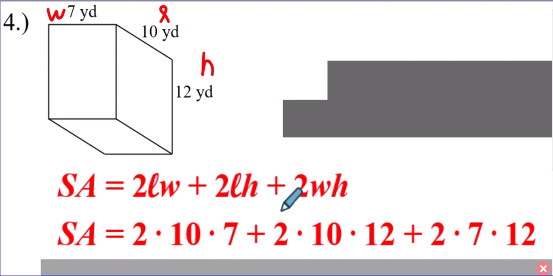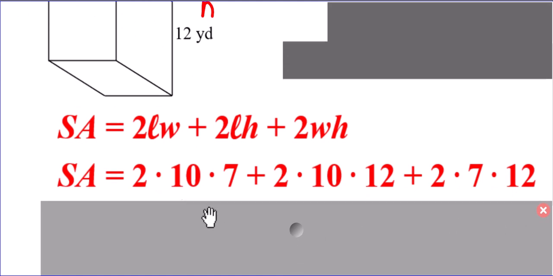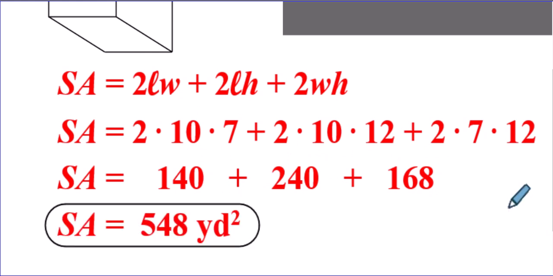But somewhere you should have a 2 times 10 times 7. Somewhere you should have a 2 times 10 times 12. And then somewhere you should have the 2 times 7 times 12. Check to make sure you had those 3 parts in your work. If you went ahead and multiplied before you added, these are the 3 products you get before you add. Final answer is 548 square yards.